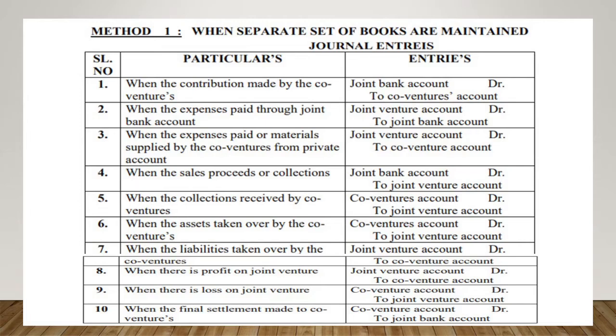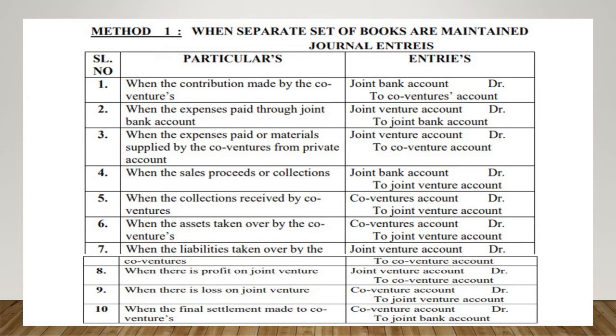When expenses are paid through the joint bank, the process of accounting for the separate set of books is: the amount is deposited into the joint bank, payments and purchases are made through the joint bank, the final price received is deposited into the joint bank, and the amount settled to the co-venturers is also paid through the joint bank. So the joint bank account totally has to tally.